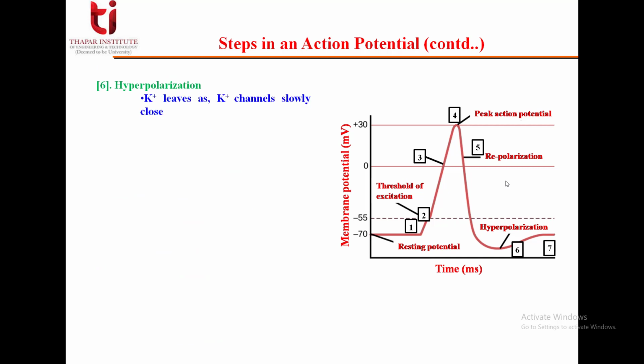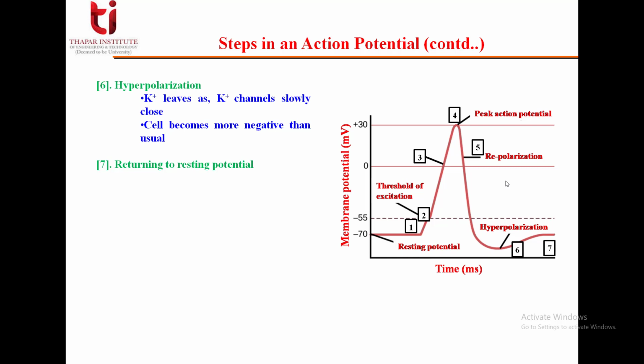As we have seen, potassium is leaving the cell, and slowly the potassium channels close. The cell becomes more negative than it was at rest. That point is hyperpolarization, meaning the cell is now more negative than minus 70 millivolts. So that state is hyperpolarization. To remove this hyperpolarization, we use sodium potassium pumps, which we will discuss in more detail in the next slide.